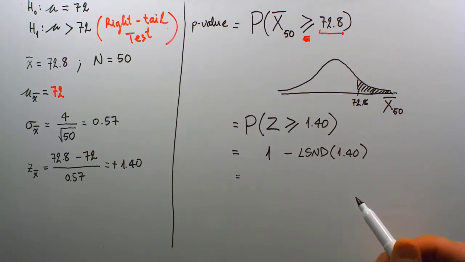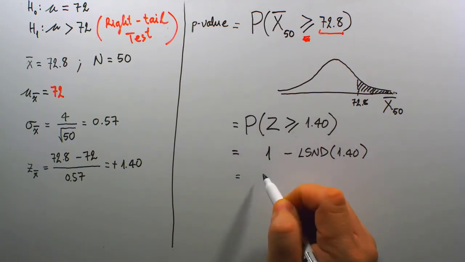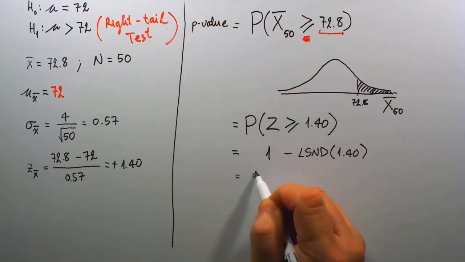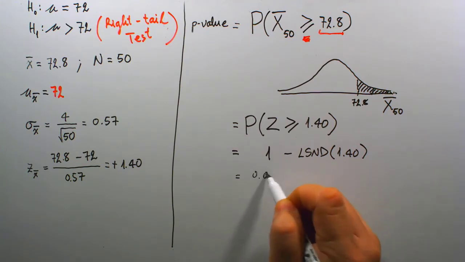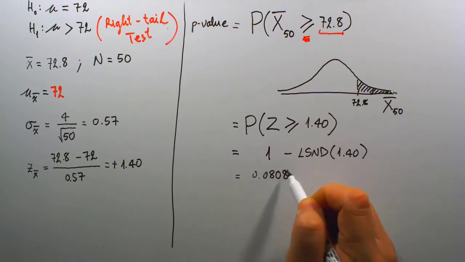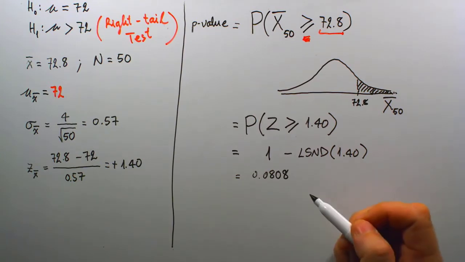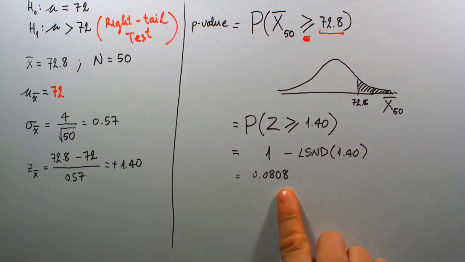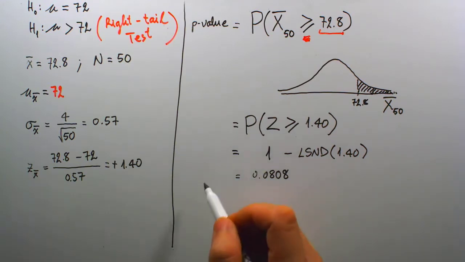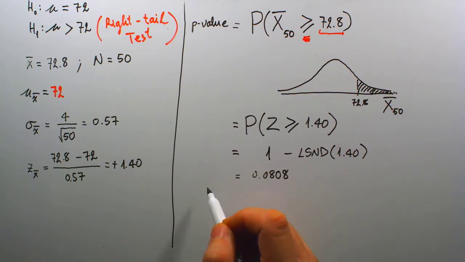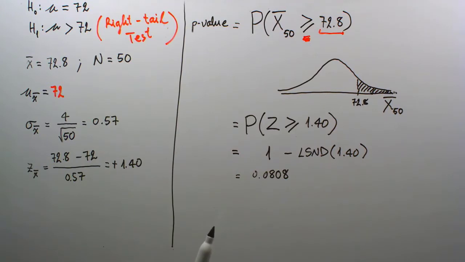Final calculation shows that our p-value in this case is 0.0808, and this is our final p-value. So unless specified otherwise, for any p-value I would usually go with 4 decimal places for rounding. And so now we are about to make our decision whether the sample that we've had can be regarded as a strong evidence or not.